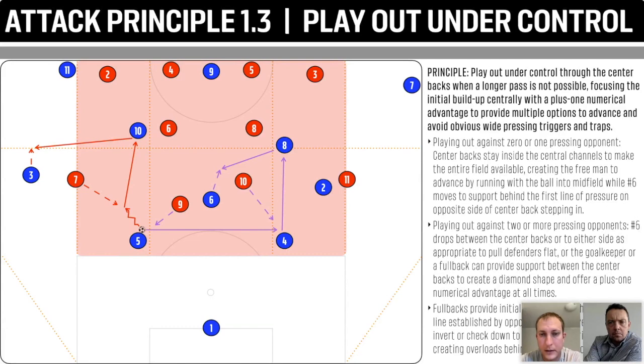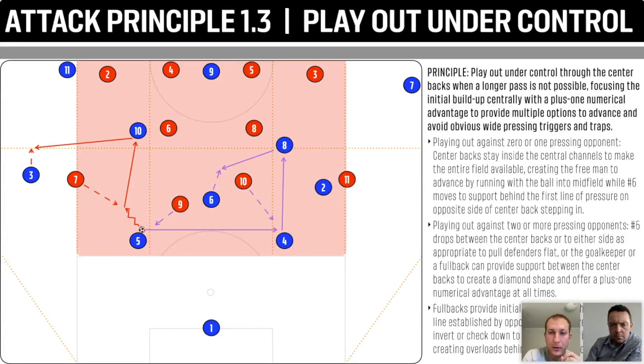Let's break the first line. Let's get in behind as quickly as we can. Again, under control. And you can see, play out under control. Focus the build up centrally, +1 numerical advantage. Again, there's a lot of words on here, but these are mostly for me. So when I'm looking at building a training session, I'll come and look at this slide and I'll say, okay, we're going to work on this idea of playing out under control. So what do we really need to make sure we hit in this training session?